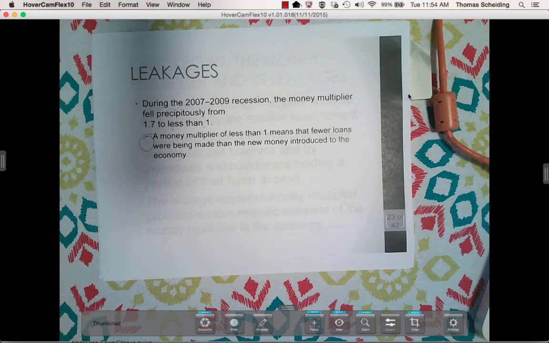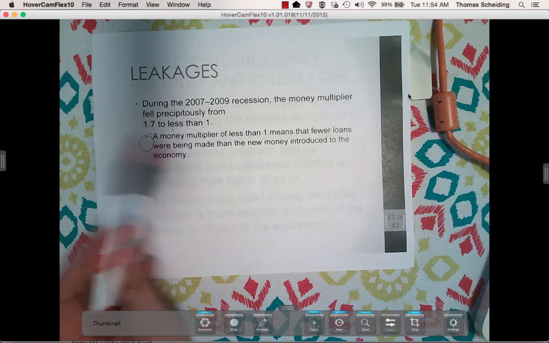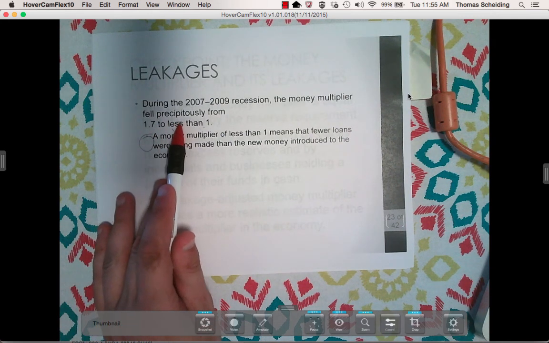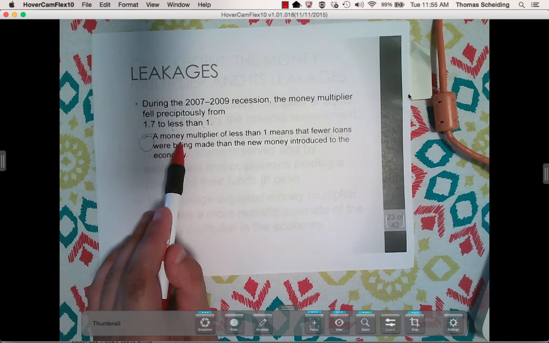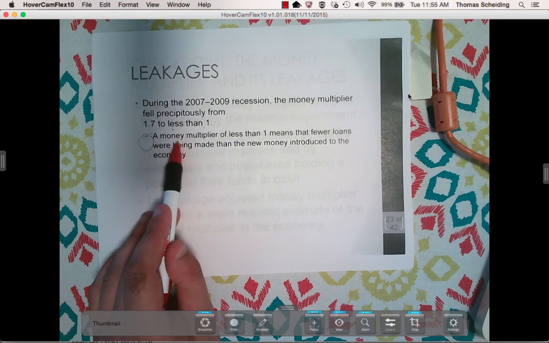For every dollar created by the central bank, in the case of this recession here, it actually turned out that the money supply increased by less than 1 because people were holding so much cash and because the leakages in terms of excess reserves was so high.